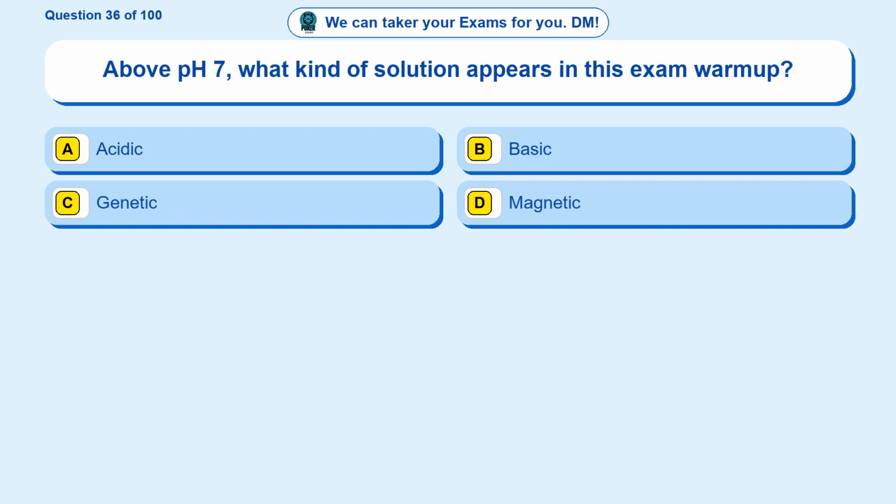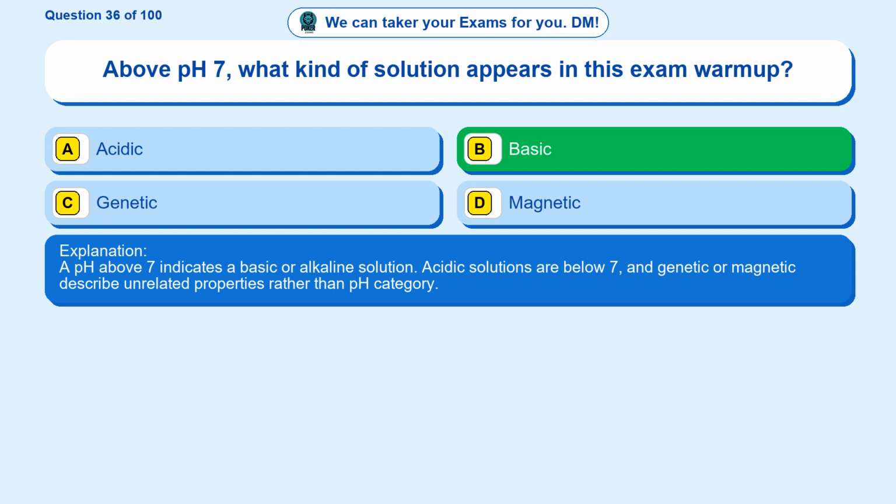Question 36. Above pH 7, what kind of solution appears in this exam warm-up? Option A, acidic. Option B, basic. Option C, genetic. Option D, magnetic. The correct answer is option B. Basic. A pH above 7 indicates a basic or alkaline solution. Acidic solutions are below 7, and genetic or magnetic describe unrelated properties rather than pH category.